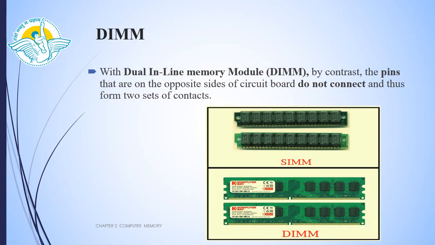The second type of memory module is a DIMM. The full form of DIMM is Dual Inline Memory Module. With DIMM, by contrast, the pins that are on the opposite sides of circuit board do not connect and thus form two sets of contacts. In the picture here, you can clearly make out the difference between SIM and DIMM.